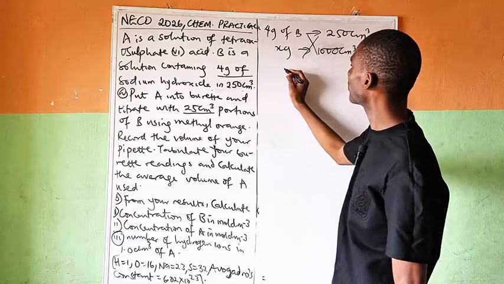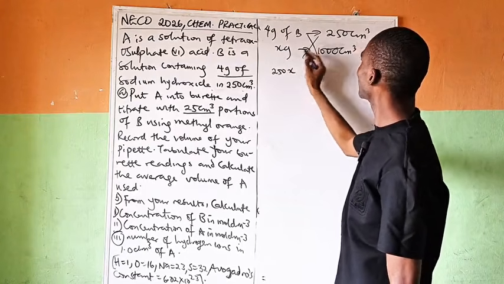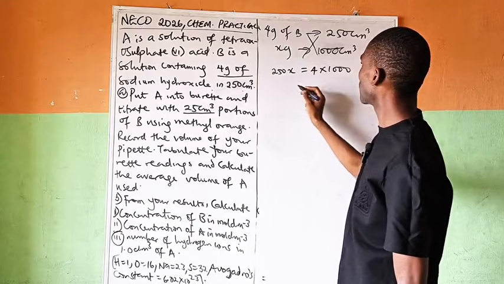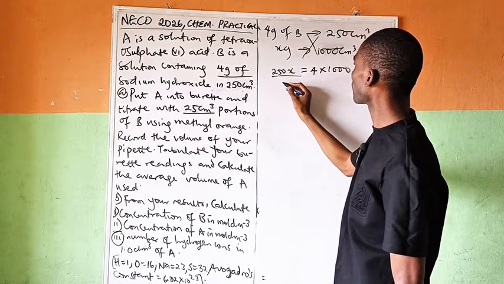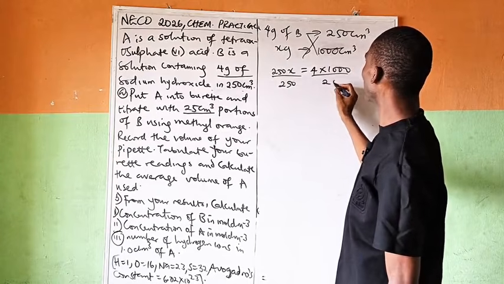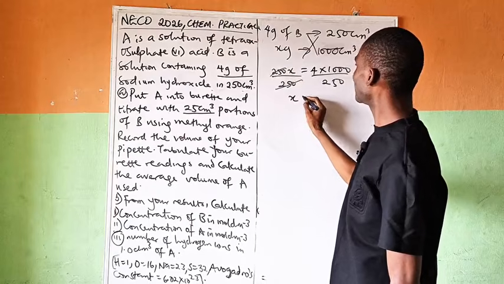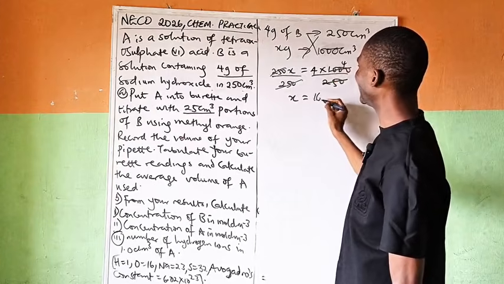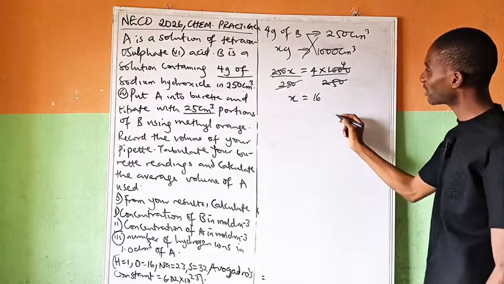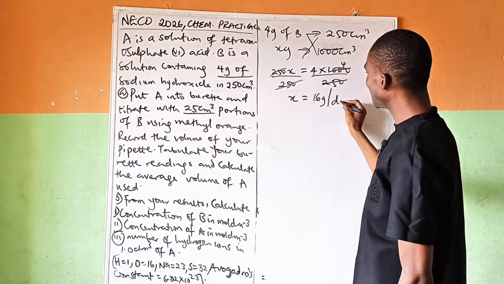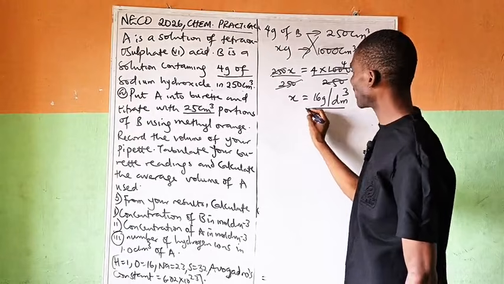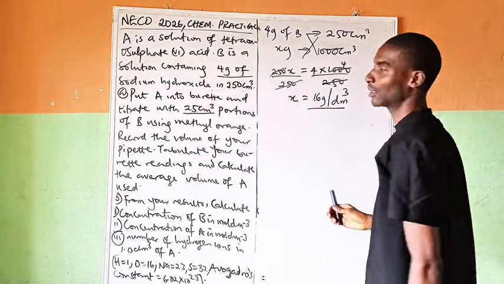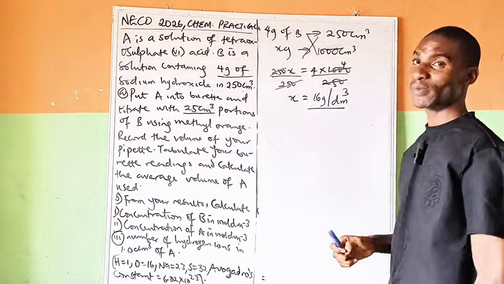So when you cross multiply, you are going to have 250 times x, 250x equals 4 times 1000. Divide both sides by 250. So your x is going to be 4 times 1000 over 250, which is 4 times 4, that is 16. Now that 16 you are getting will now be what? Grams per dm³. 16 grams per dm³. That will now be the mass concentration of the base, 16 grams per dm³.